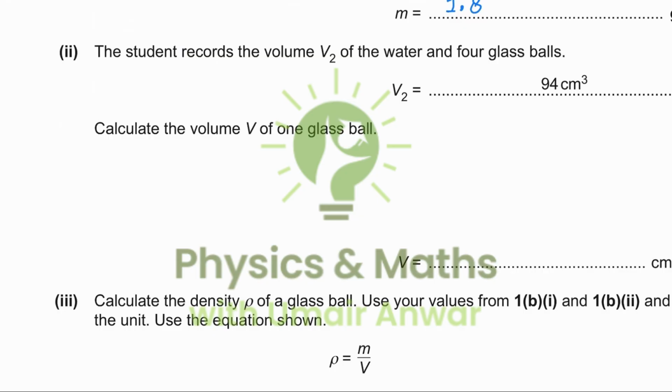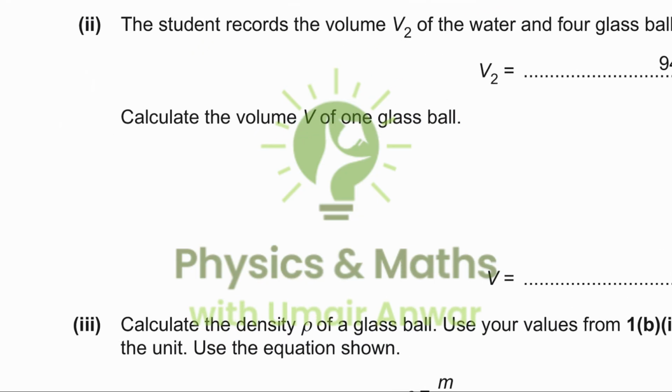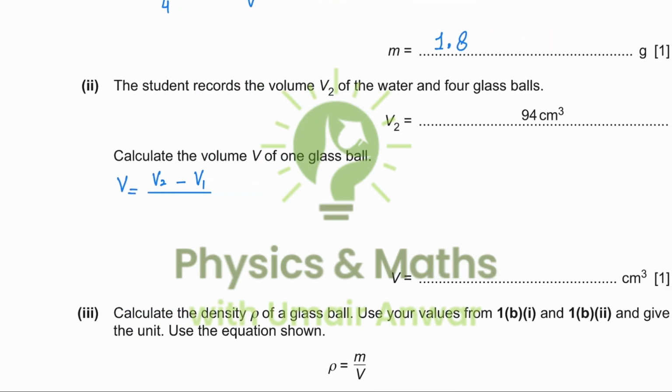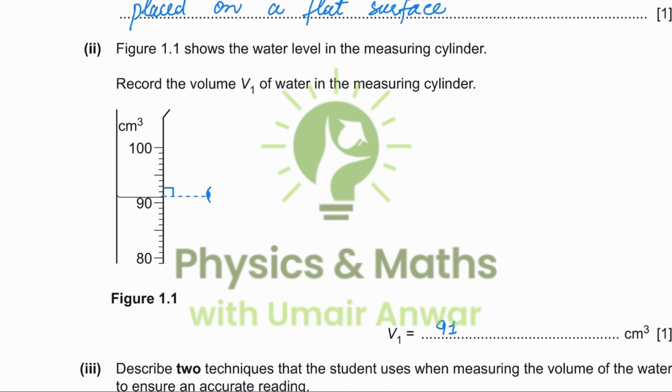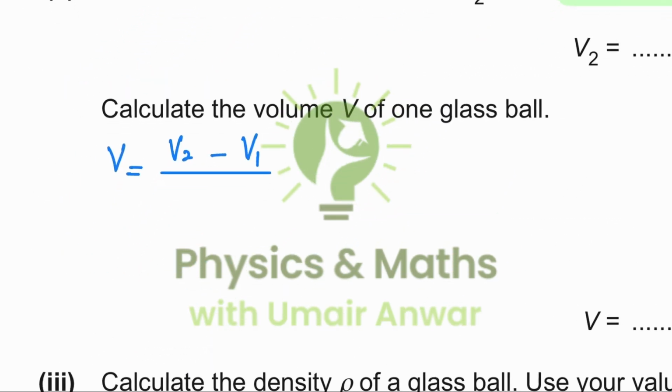We can find the volume V of 1 glass ball in a similar way. First we are going to perform a subtraction. The total volume of water and 4 glass balls, which is given as V2, and there was another volume given, which we read from this figure, the volume of water in the measuring cylinder, only the volume of water. If we subtract the volume of water from the total volume containing water and the 4 glass balls, we are going to get the volume of 4 glass balls. So 94 minus 91 will give us an answer of 3.